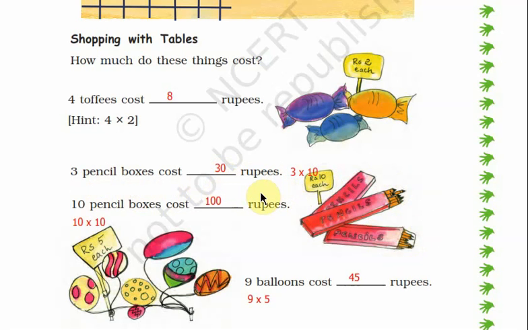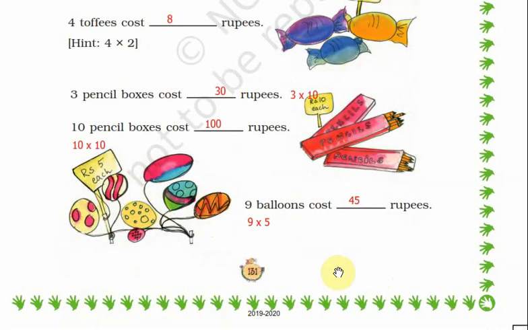Now 10 pencil boxes cost dash rupees. So you have to purchase now 10 pencil boxes. What will be the total cost? 1 pencil box is rupees 10, so 10 pencil boxes, 10 times 10, otherwise 10 into 10. How much will you get? 100 rupees. I hope you have understood this. Let us move on to the next question.